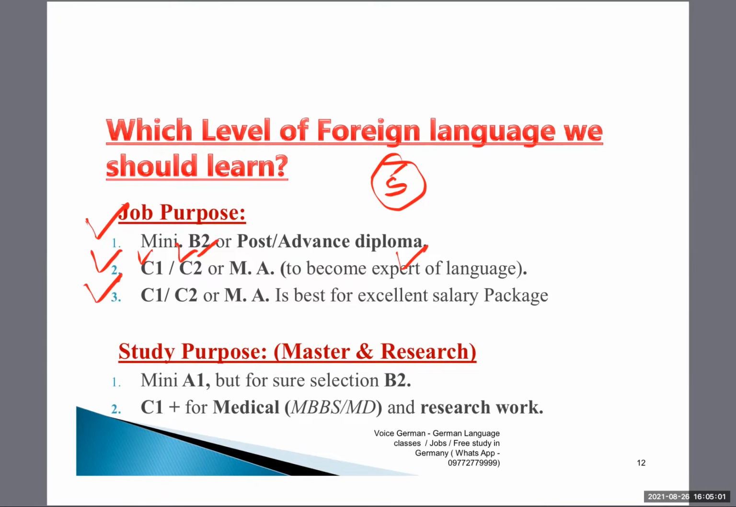The third thing is you can do MA also. MA is a possibility too, but MA takes 2 years. And for study purposes, basically A1. Some universities offer A1, but if you want to do short selection, then you need to do B2. These are the levels you need to do.